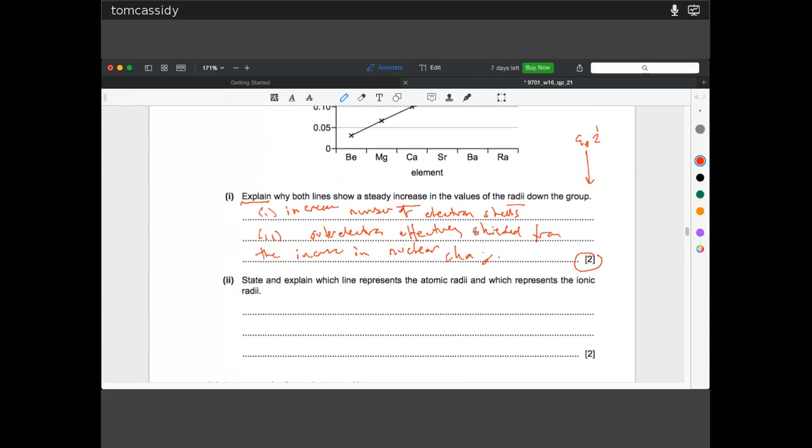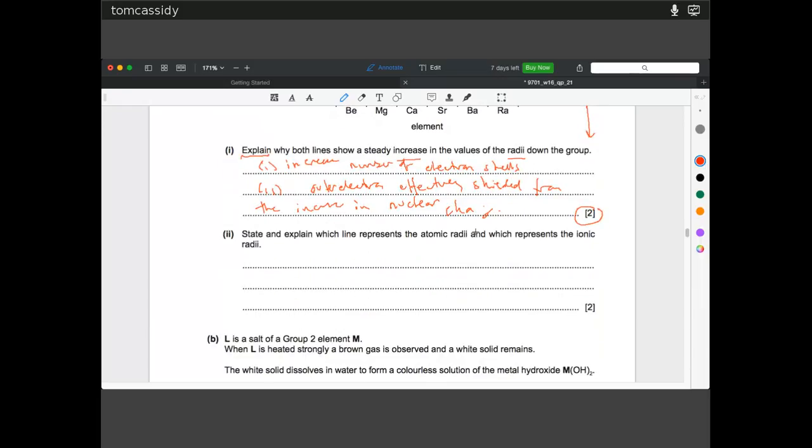Okay, so next question. You can see your trigger words or your keywords here. You've got to state and explain. So you can understand how you're going to get 2 points there, one for just saying something and 1 point for explaining about it. And you've got to explain which line is the atomic and which is the ionic radii. So just state that the top line is the atomic radii.